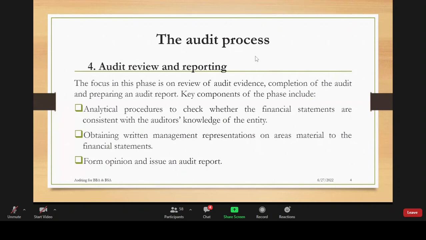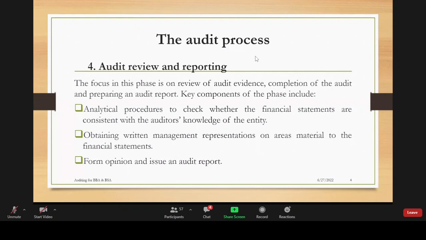So here you're checking that the financial statements are consistent with the auditor's knowledge of the entity. For example, if you're auditing a bank, we know that there's application of IFRS 9, yeah? You know the exposure that you expect in respect to a bank. You've done some reading, and you have a particular understanding about the bank that you're auditing. So when you find that the financial statements are giving something different from what you know, then something is probably not right.